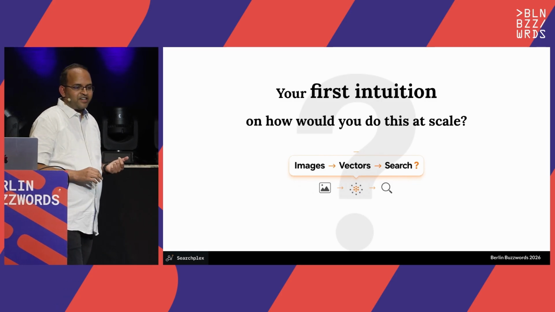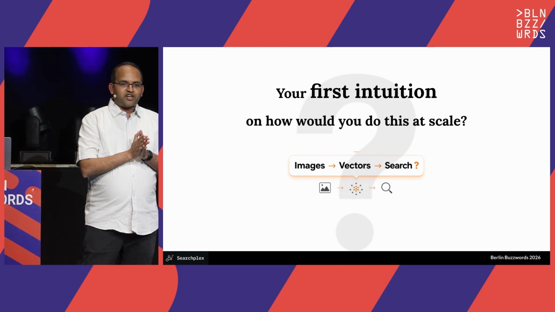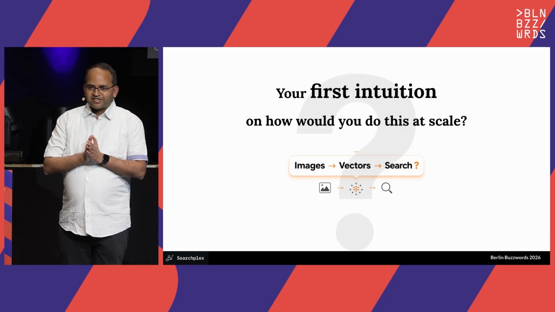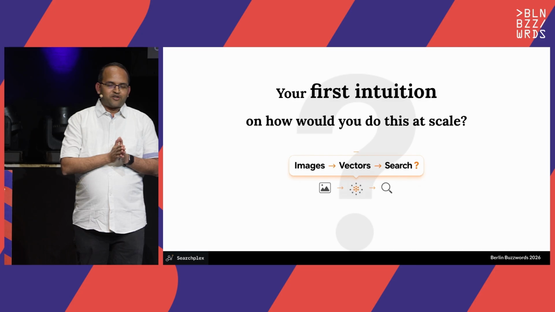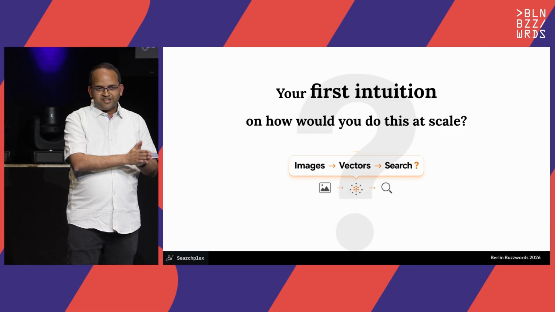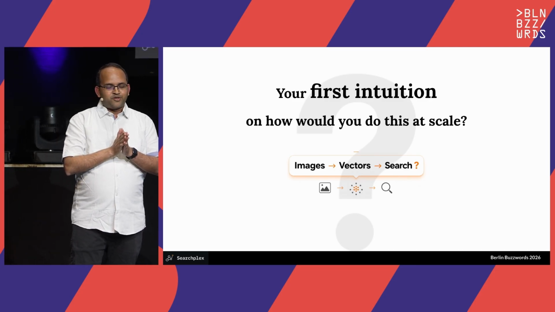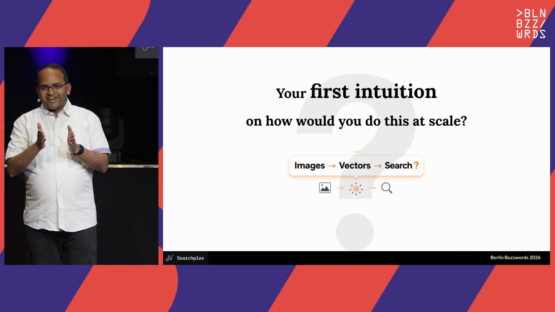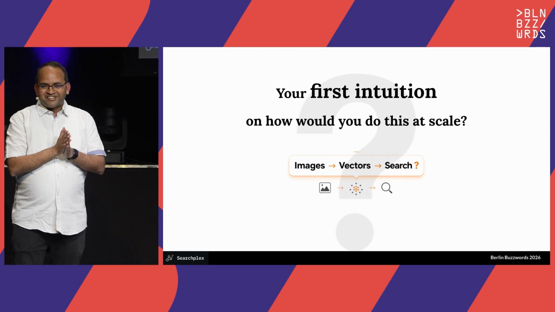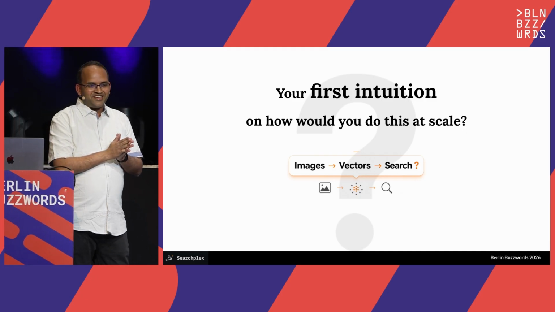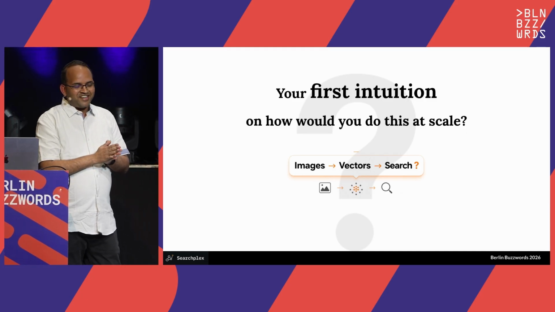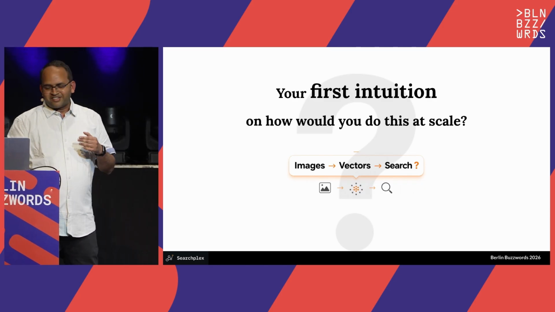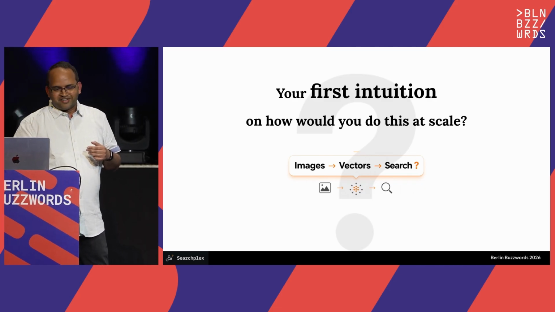So take a moment and tell me, what's your first intuition? How would you solve this at scale? What comes to your mind when we are talking about image embeddings and doing a search over that? Any answers? Is it cosine, right? Cosine, cool.